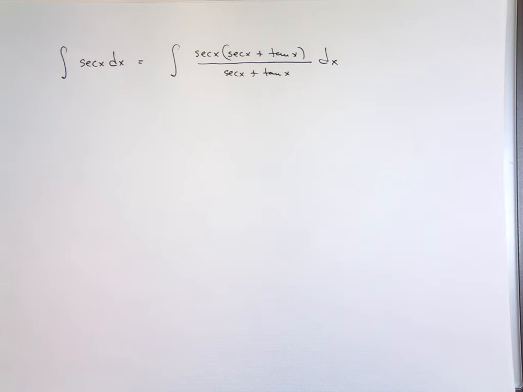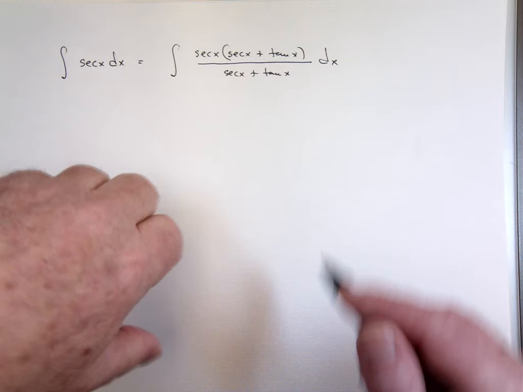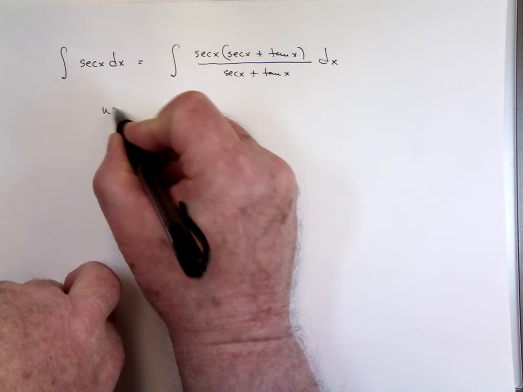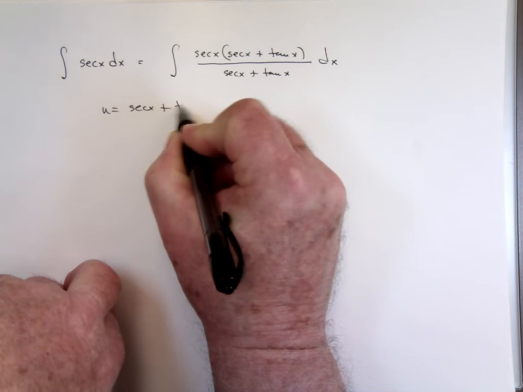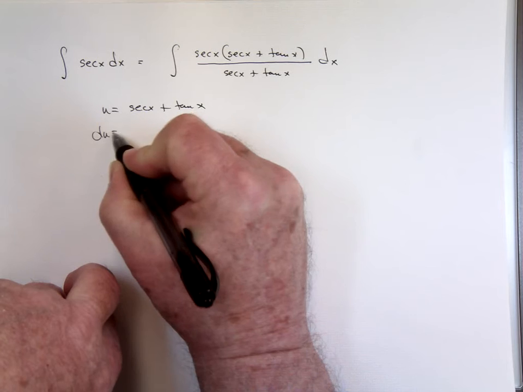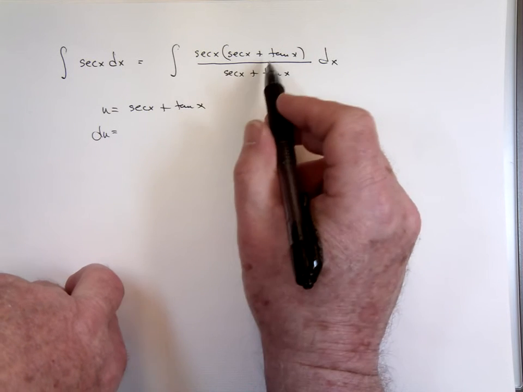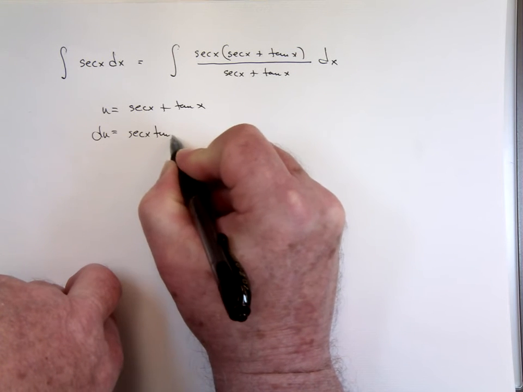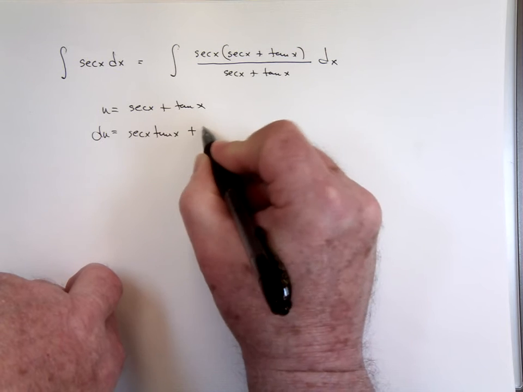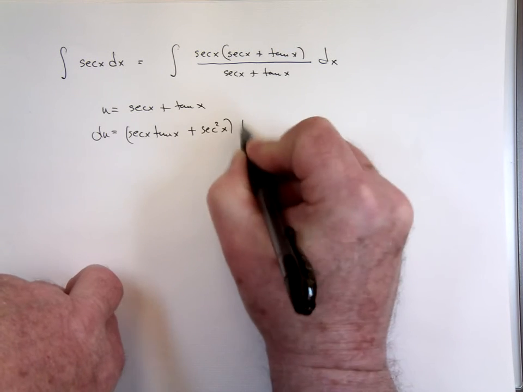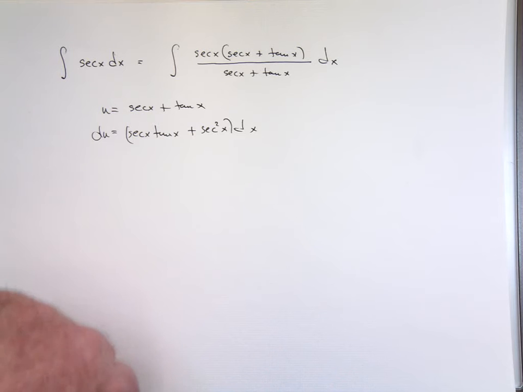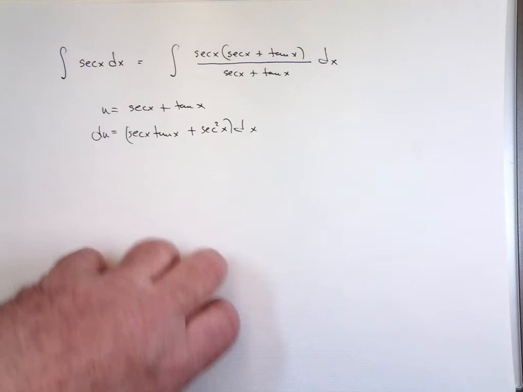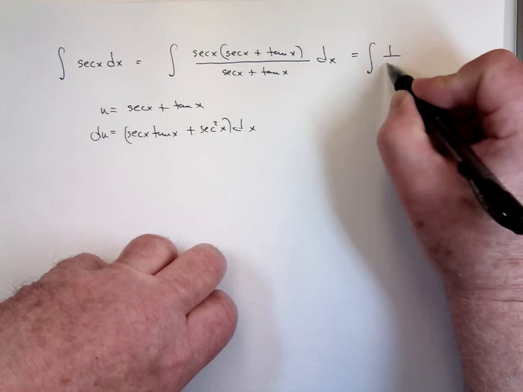That's exactly right. Now I have a 1 over u du form. U is equal to secant plus tangent. The du is equal to, the derivative of secant is secant tan, I got them reversed there, but anyhow, secant x tangent x. The derivative of tangent is secant squared. And believe it or not, that's what I have in the numerator. It's the derivative of the denominator. I have a 1 over u du form. That's perfect.